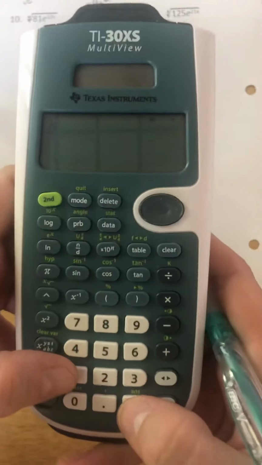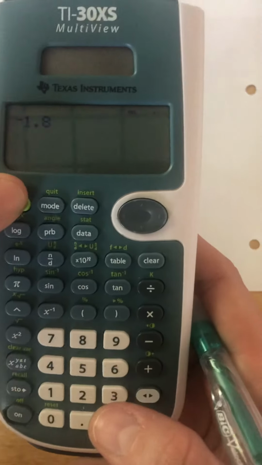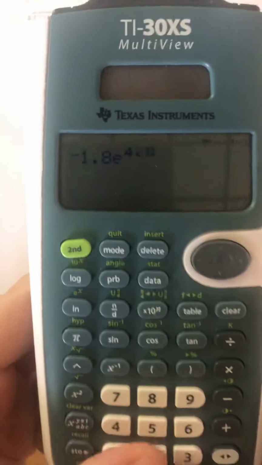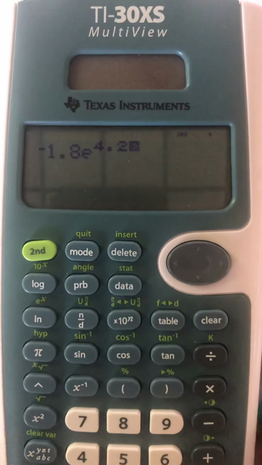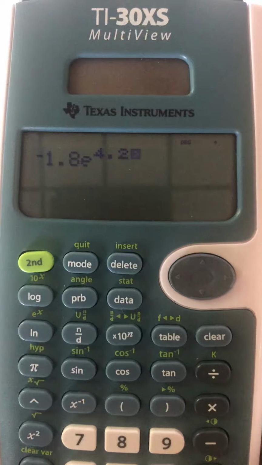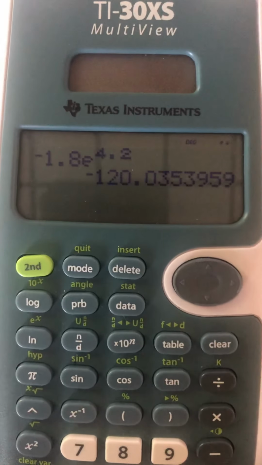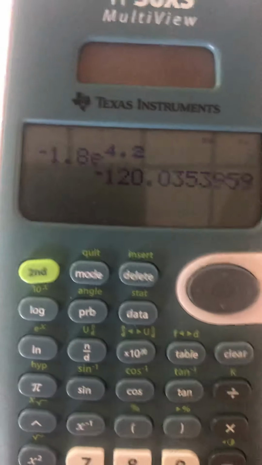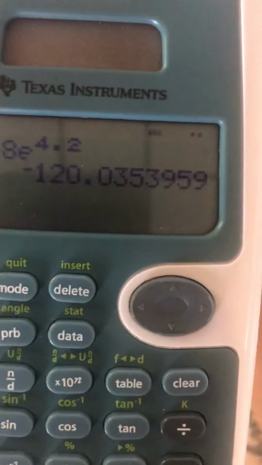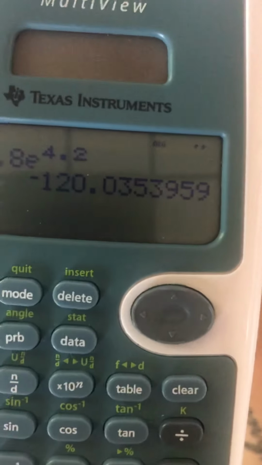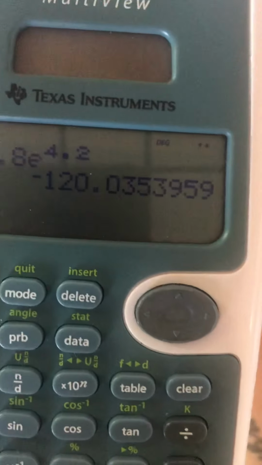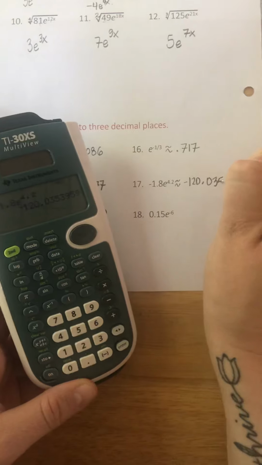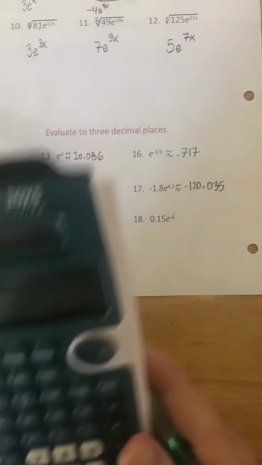Next we have negative 1.8 times e to the 4.2 power. So I have it plugged in just like I see it on my paper. The 4th digit behind the decimal point is a 3. That means the 5 stays as is. So we're going to say that this is approximately 120.035.